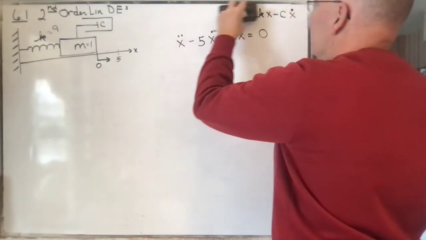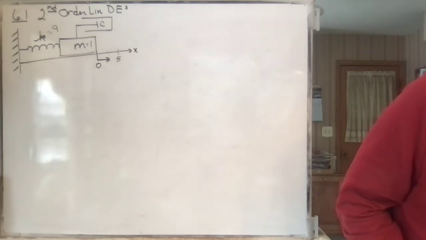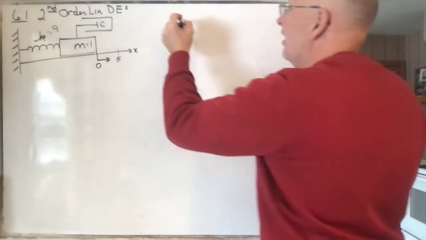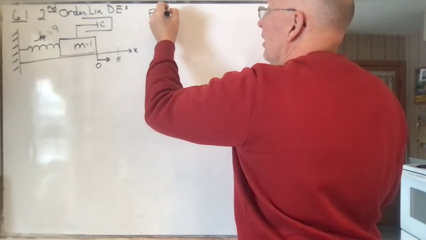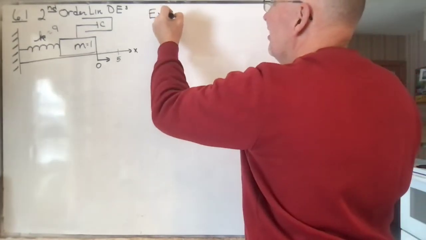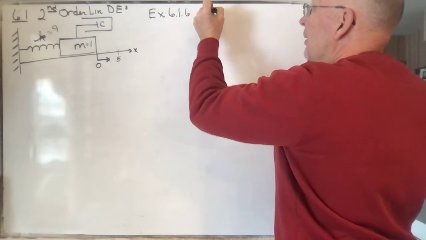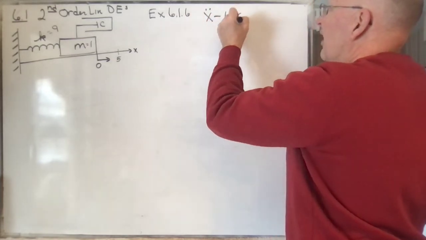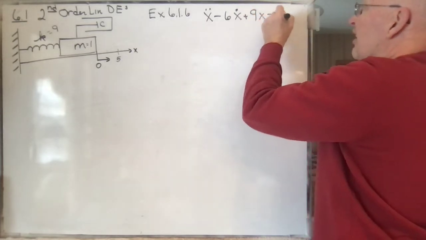Okay, I'm just going to get rid of this for now. And we're going to look at this one. So it's going to be x double prime. This is example 6.16. And here it is: x double prime minus 6x prime plus 9x is equal to 0.